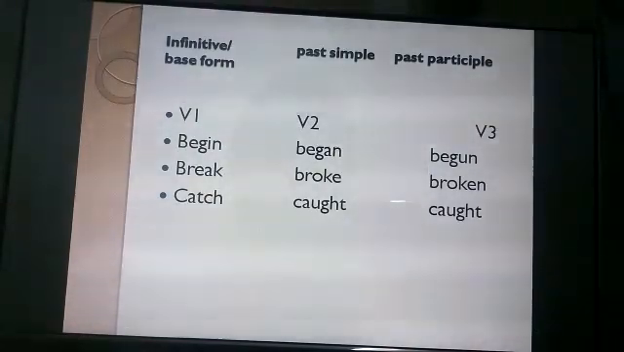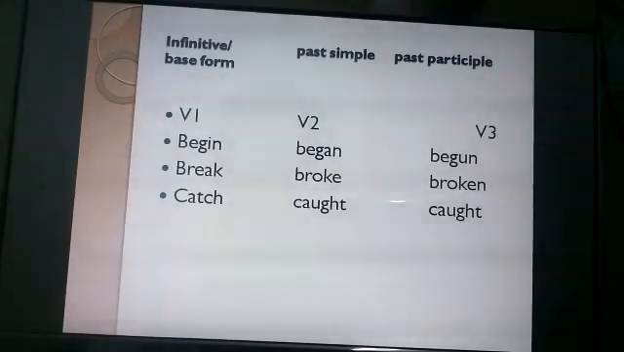The first one is the base form, second is past simple, and the third one is past participle. When we look at the first one, begin, began and begun, there is no future tense verb form here. So only these two types of verb forms exist in English. It is either present or past. So whenever we need to refer to future, we have to use either present tense, or we'll use will or shall to indicate future.